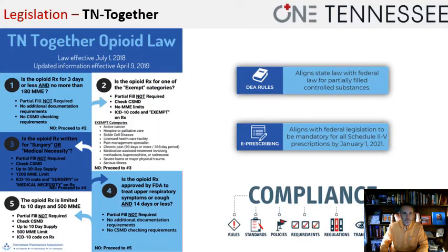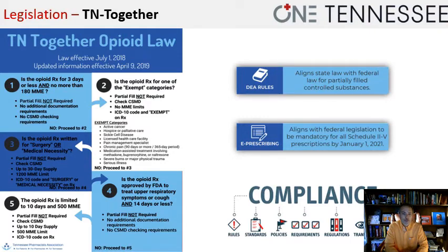Looking at this another way, this just kind of walks you through the treatment algorithm. The DEA rules now align with state and federal laws for partially filled controlled substances, and those aren't required anymore. And really the big thing on this slide is e-prescribing. This year, all C2s have to be e-prescribed directly from the provider to the pharmacy of choice.